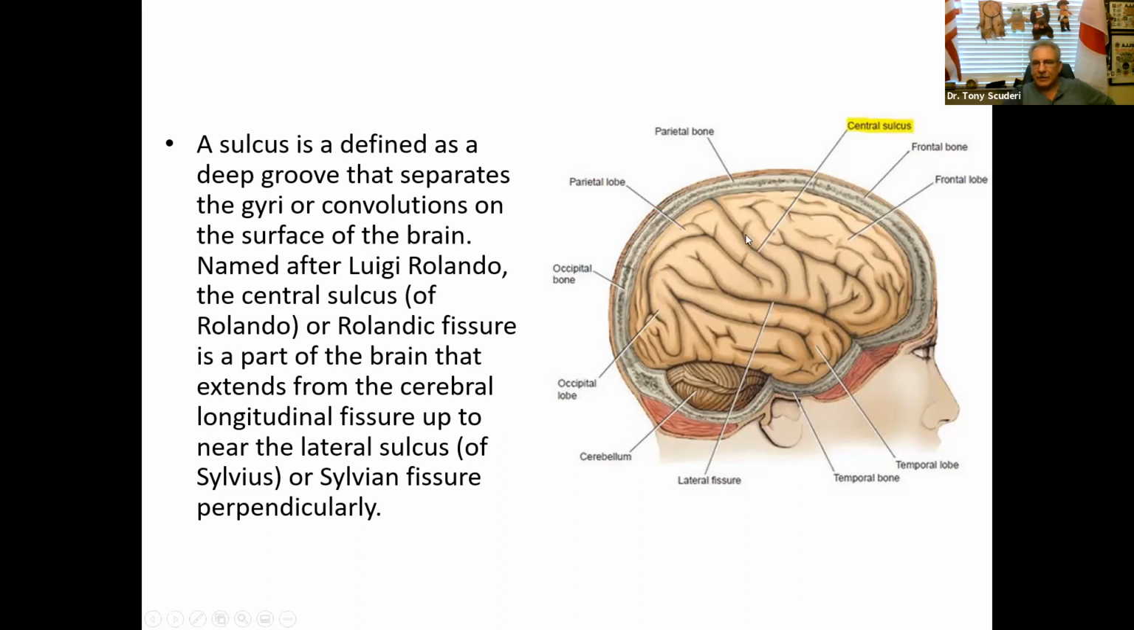And this is the part that I said if you take a knife and cut this all the way down this way, it splits the brain right in half. Right? This is your major central sulcus, or the sulcus of Rolando. So the Rolandic fissure is part of the brain that extends from the cerebral longitudinal fissure, which is up here, longitudinal, long ways, up to near the lateral sulcus of Sylvius, or the Sylvian fissure. Sylvian fissure is right over here. Okay, you don't have to memorize these. I just want to give you an idea of what you're looking at, the complexity of the brain.